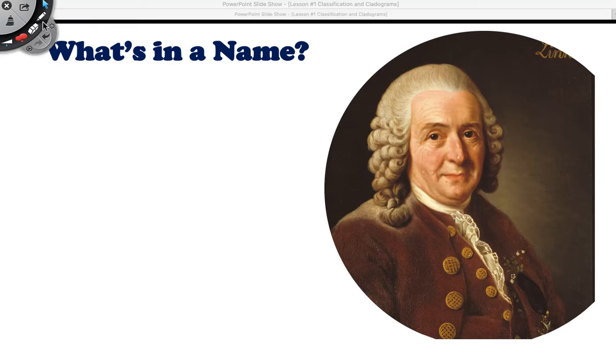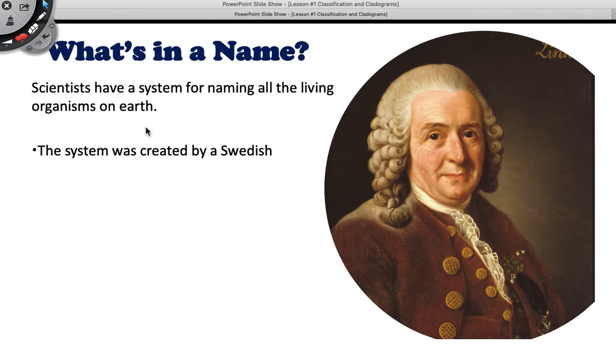So who started all this? What's in a name? Scientists, we know, are naming all of the organisms on Earth as they discover them. And it's funny because if you get to discover an organism, then you get to name it, and you can pretty much select a species name that you would like. So just keep that in mind when you discover an organism.